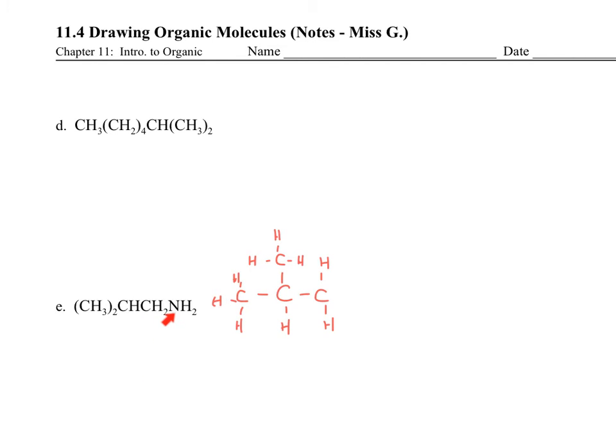Next, we see the nitrogen with 2 hydrogens coming off of that. That nitrogen has 5 valence electrons, so it will make 3 bonds, which we have, but it's going to need a lone pair to get its full octet. And there we have the correct structural formula for this condensed formula.